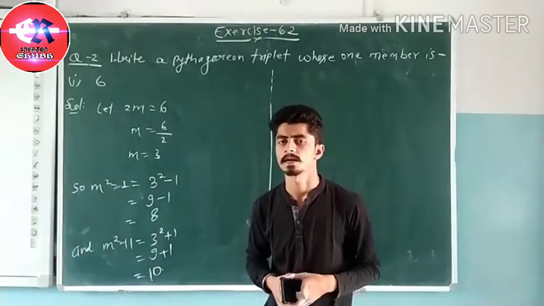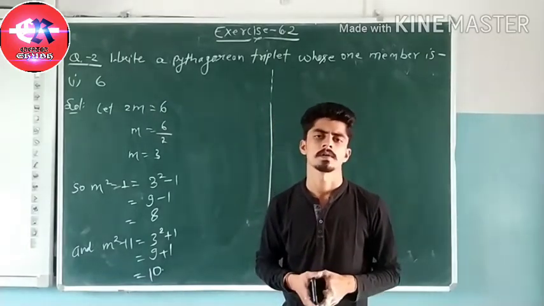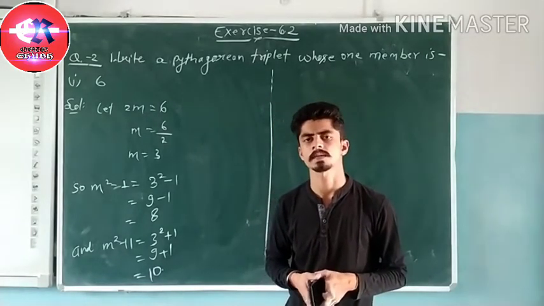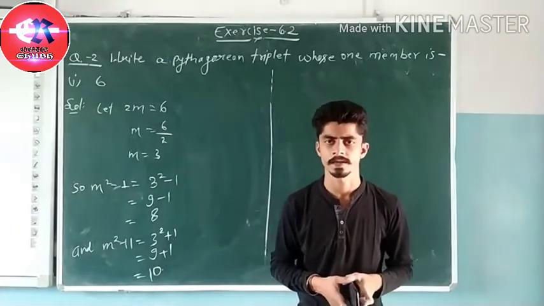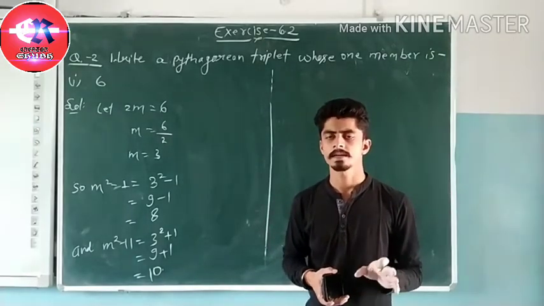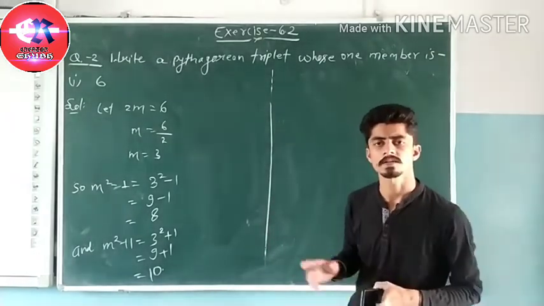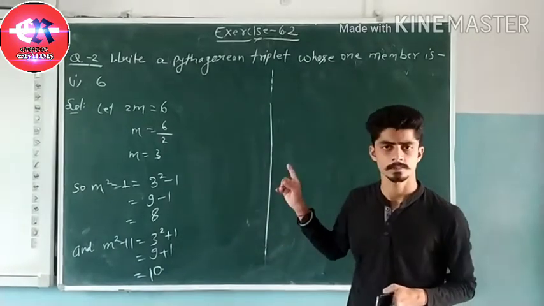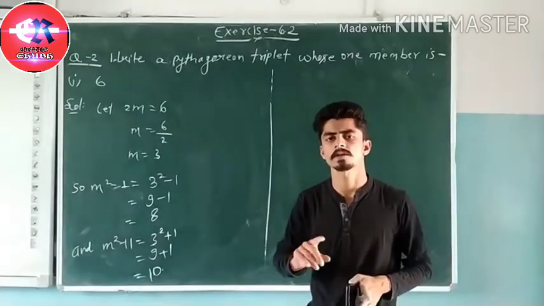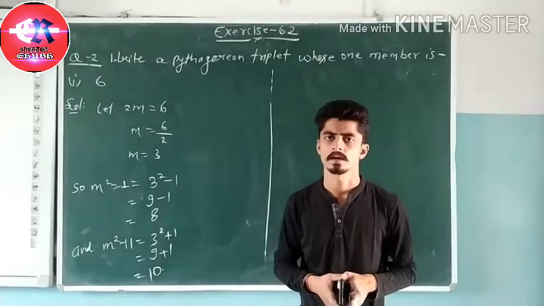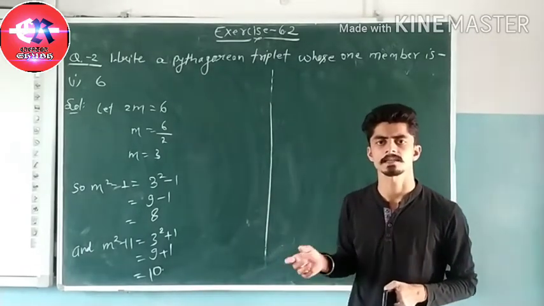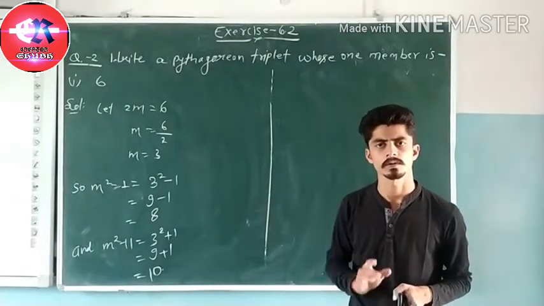Now the Pythagorean triplet is completed, hence our exercise 6.2 is also completed. Now from tomorrow onwards we are going to start the next topics and exercise 6.3. Till then you have to solve each and every question, because in 6.2 I am not describing each and every question. I left some questions which are similar to what I have described, you have to do them by yourself.